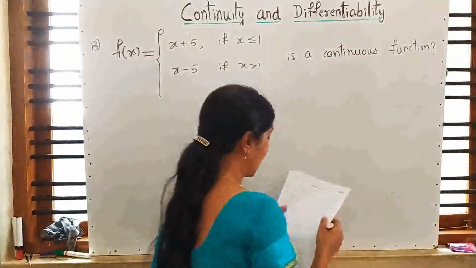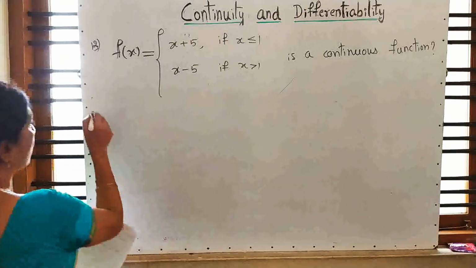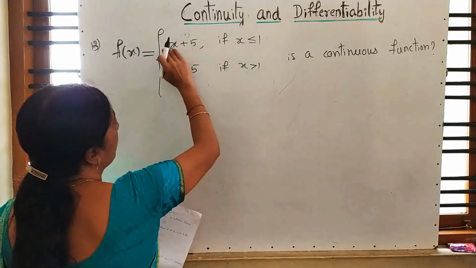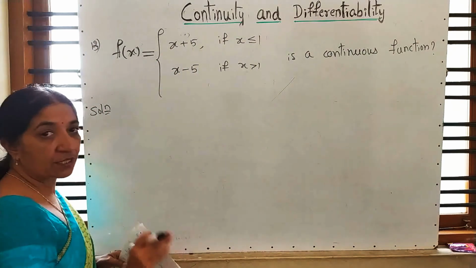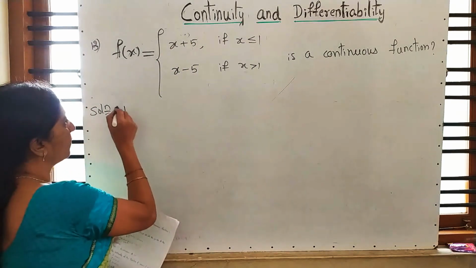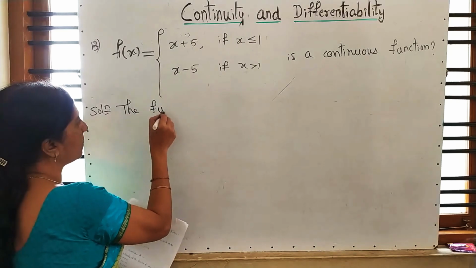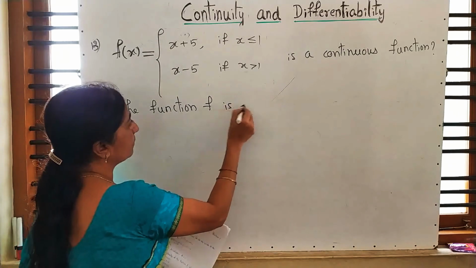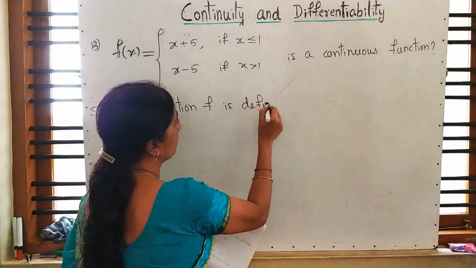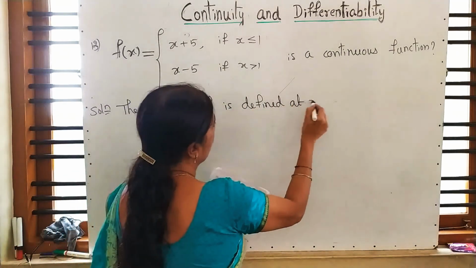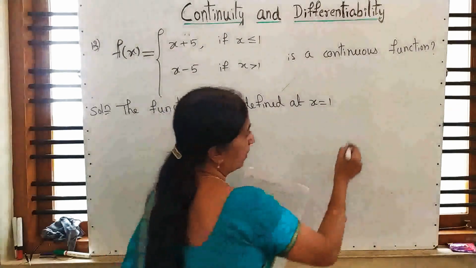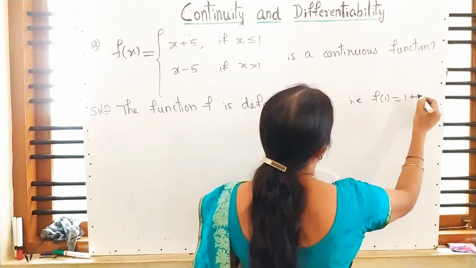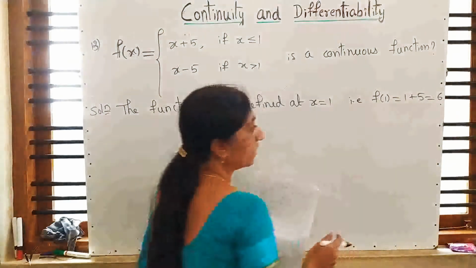Already I gave this in the last class. So first check whether the function is defined or not. Yes, the equal sign is here. If you write 1 plus 5 is 6, the function is defined at x is equal to 1. That is f of 1 is 1 plus 5, 6. Is it correct?